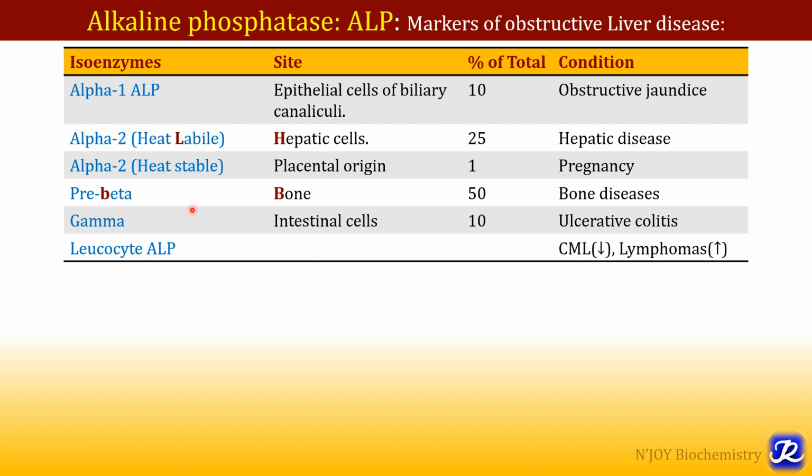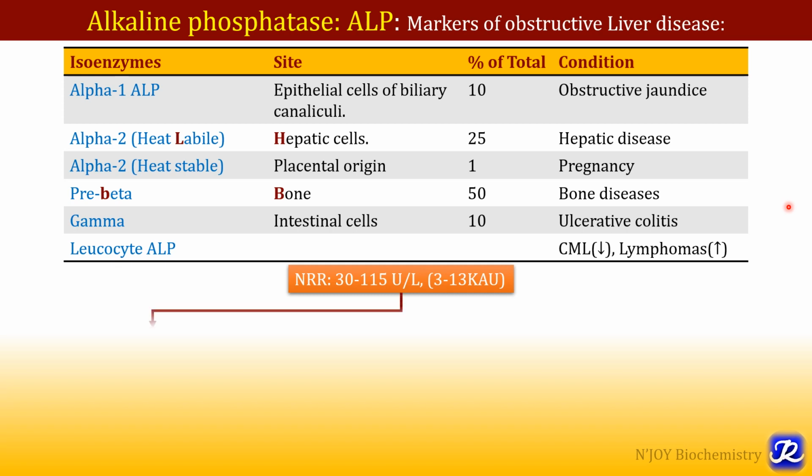Pre-beta, B for bone. So this pre-beta bone fraction will be increased in bone diseases, and gamma is present in the intestinal cells. So it is increased in conditions like ulcerative colitis. Leukocyte alkaline phosphatase is increased in lymphomas and decreased in chronic myeloid leukemia. Now the normal reference range is different for different age groups, because in the growing age in children it is more, but the normal reference range is 30 to 115 units per liter.